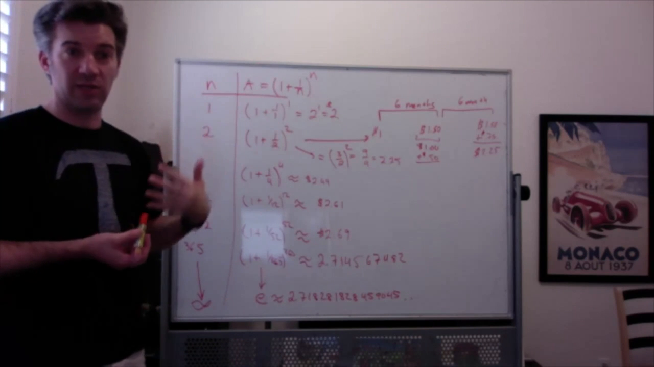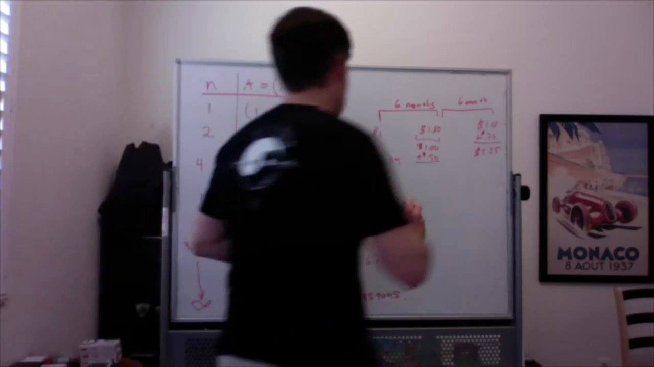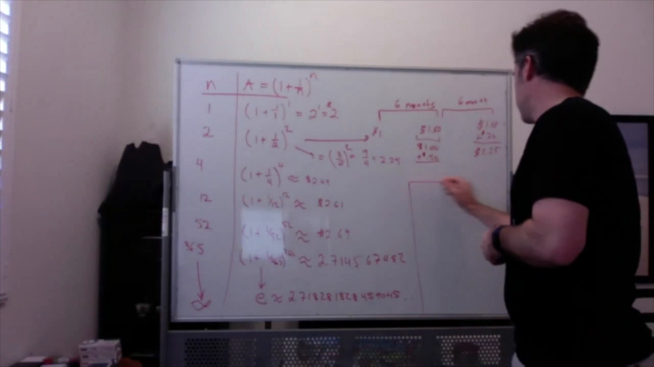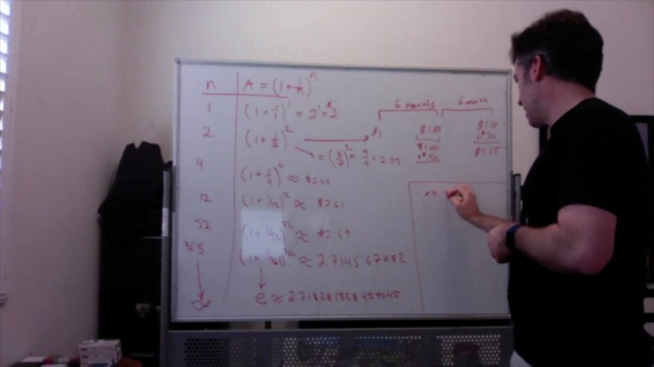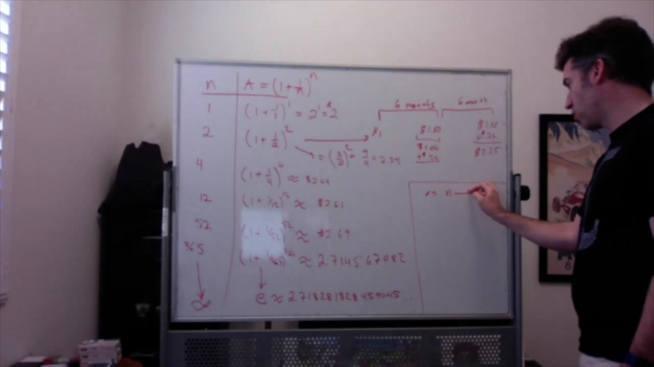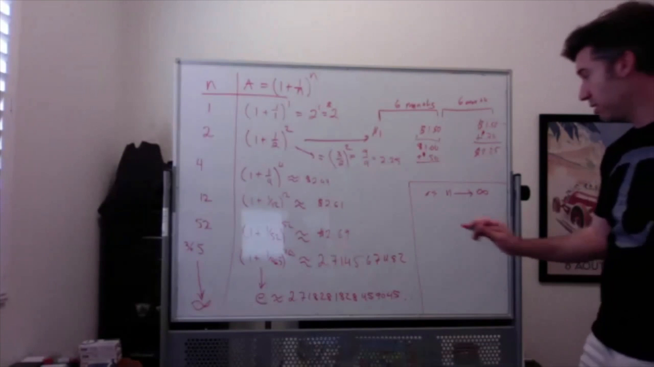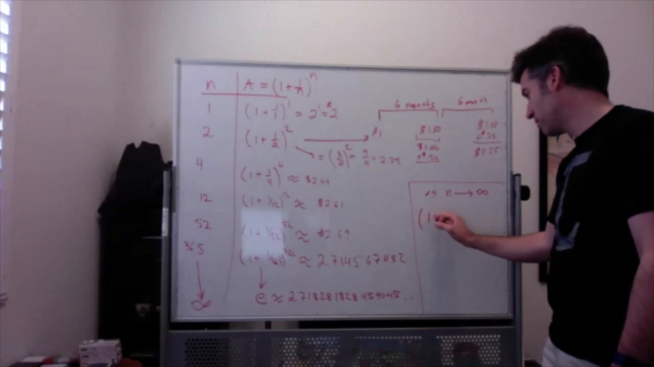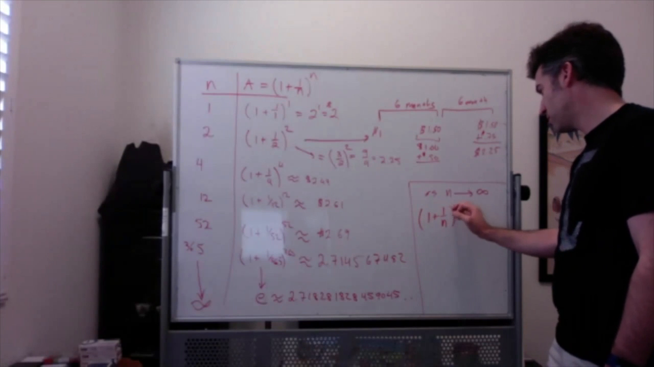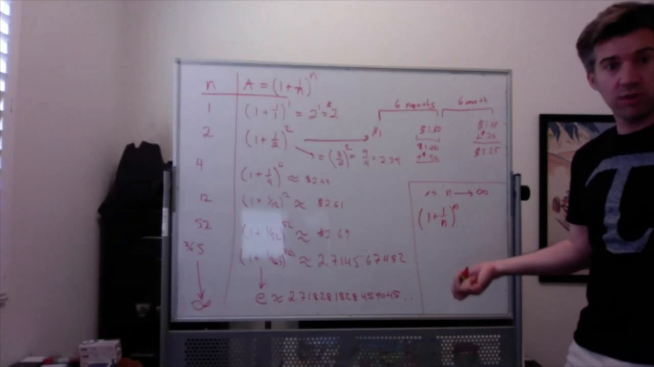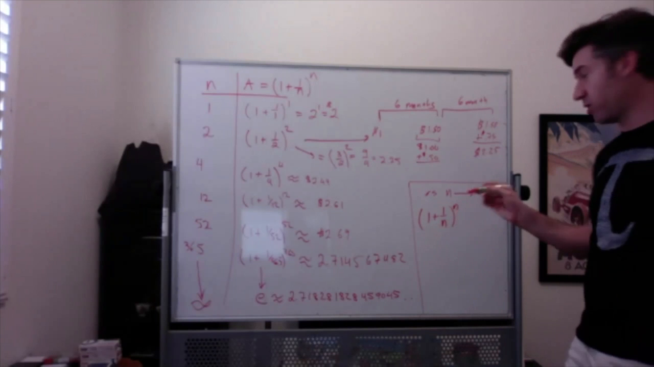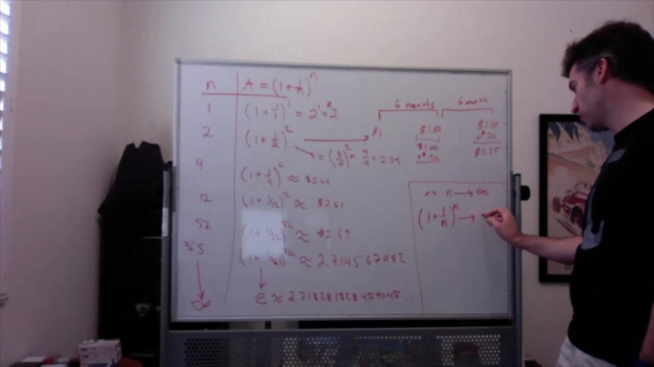So the real point of this exercise is to learn that if you take the limit of this expression as you let n get infinitely large, so as n goes to infinity, that's what that arrow means, as n gets infinitely large, this specific expression, 1 plus 1 over n to the nth power, gets closer and closer to e.